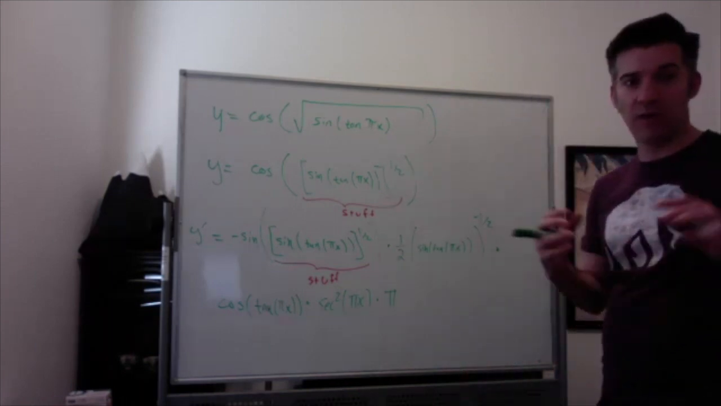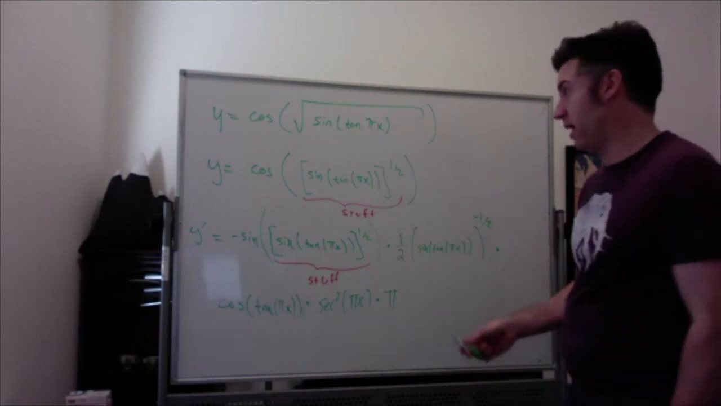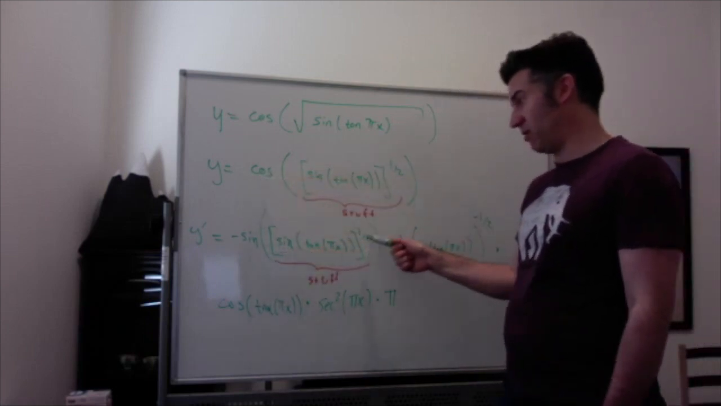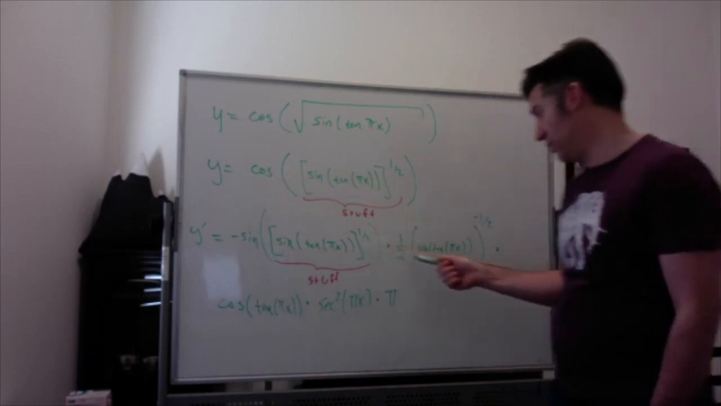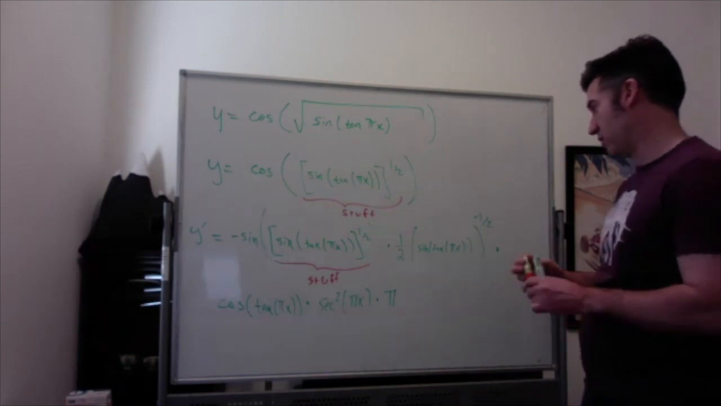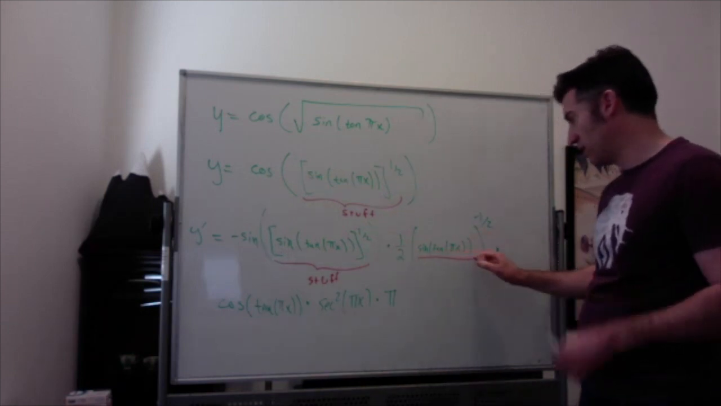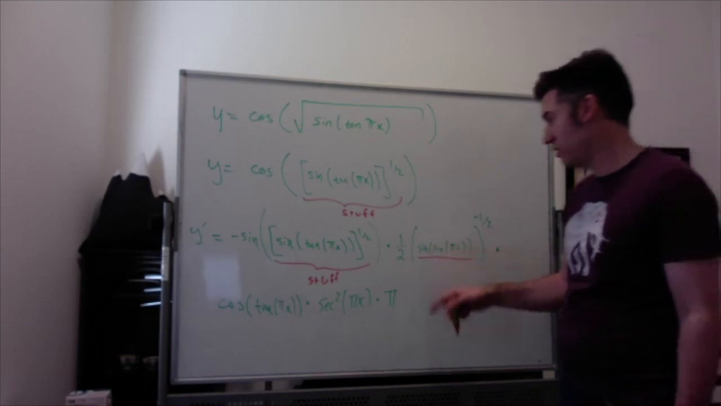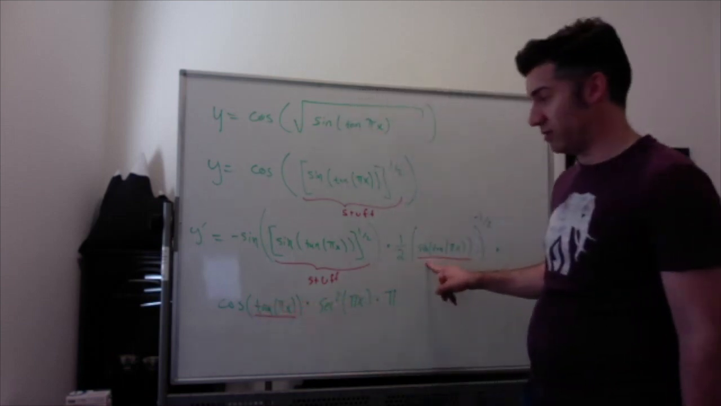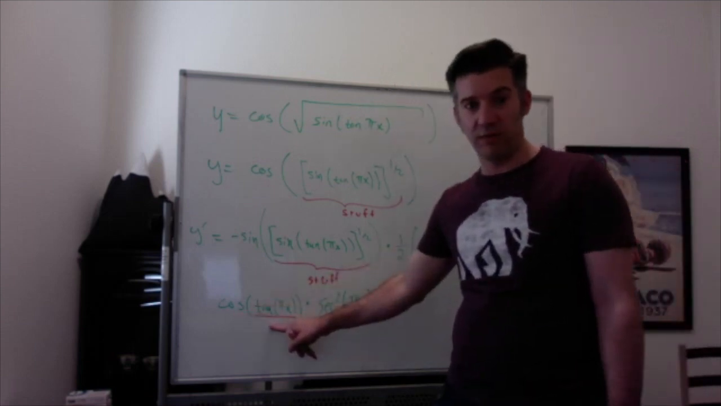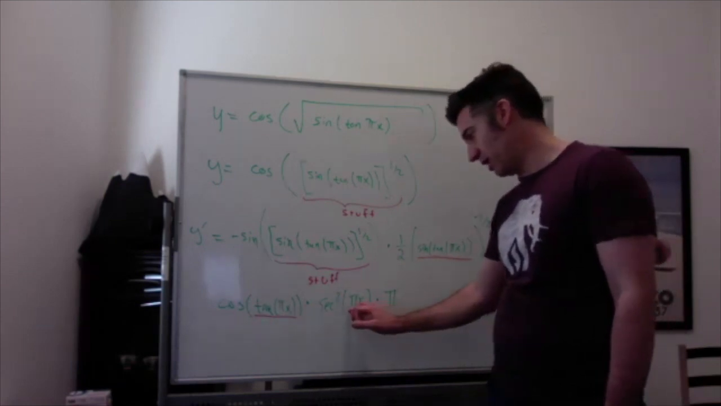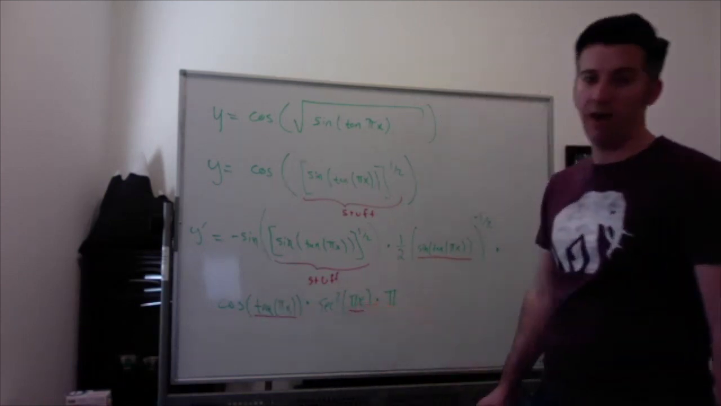But you just keep working in one level at a time, right? At this stage, the outermost function was cosine. Then when I was taking the derivative of this part, the outermost function was the 1/2 power. Then when I was doing the derivative of this part, the outermost function was the sine. The derivative of sine of some stuff was cosine of the stuff. Then when I did the derivative of the stuff, the derivative of tangent of something was secant squared of something. But then I had to do the derivative of that something, which was pi.